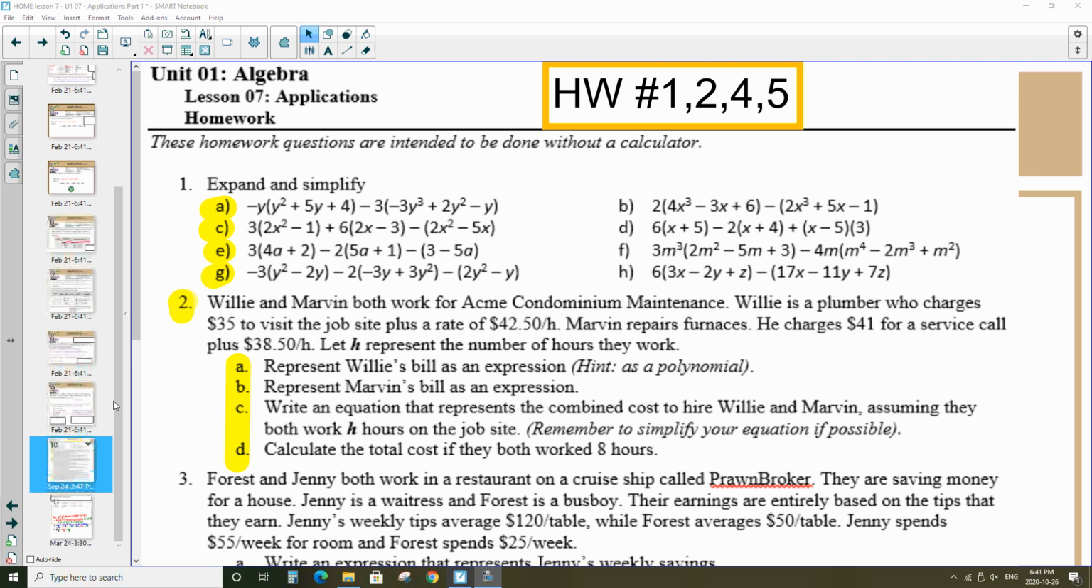I'll just start you off quickly on the first question here. What you want to do is you're going to expand and simplify. So you want to take whatever letter or number is in front of each bracket, and then it gets multiplied by everything inside the bracket. So the negative y gets multiplied by y squared, negative y gets multiplied by 5y, and negative y gets multiplied by the 4. And then you'll do the same thing with the second bracket. It would be negative 3 times negative 3y cubed, negative 3 times 2y squared, and negative 3 times negative y.